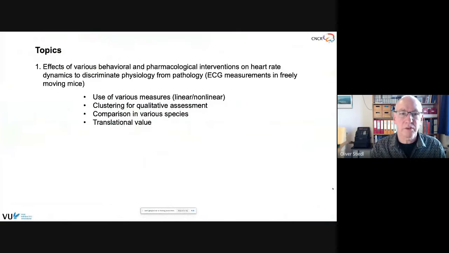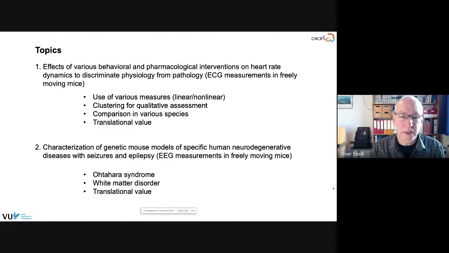And now I will give you some ideas about behavioral and pharmacological interventions on heart rate dynamics, from physiology to pathology. And in the second and last part, I'll give you 2 examples of EEG measurements in freely moving mice.